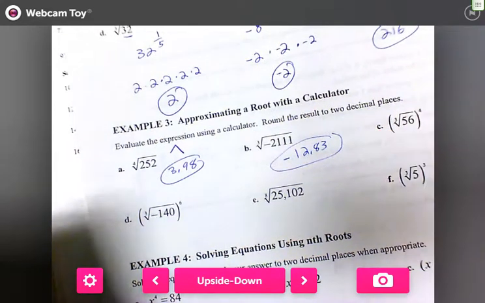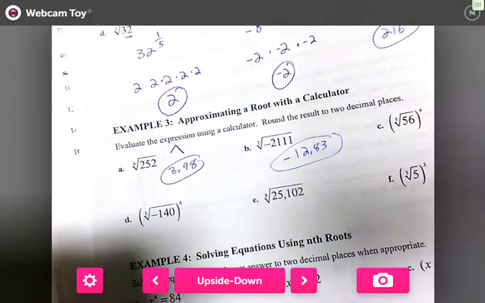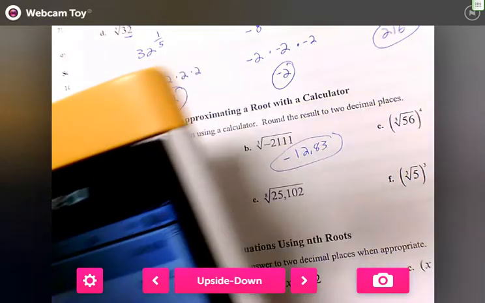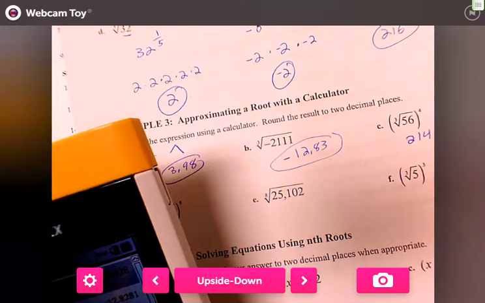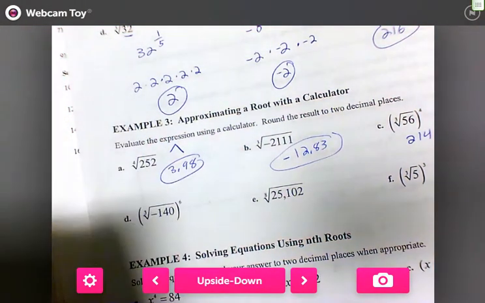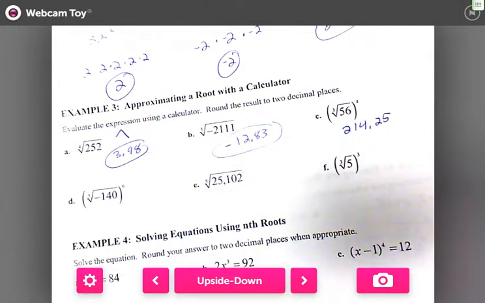Same thing right here. I'm going to push, again, that button right under the equal sign, control first, and then I'm going to put 3. Inside, I'm going to put 56, but then I'm going to put parentheses around everything. Push that little caret button again without the control and push 4. And I'm going to get 214.25. Just rounding to 2 decimal places.